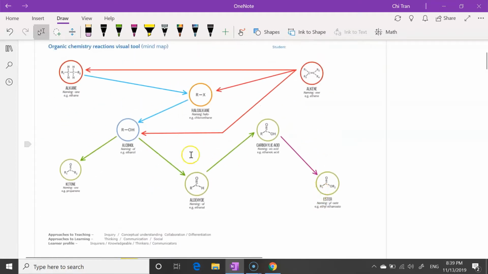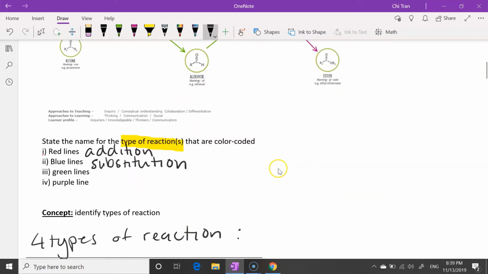And thirdly is oxidation. So remember, we need a single bond to oxygen, which is alcohol. And you can see how the green arrow leads to a molecule with a double bond to oxygen. So green arrows are oxidation.